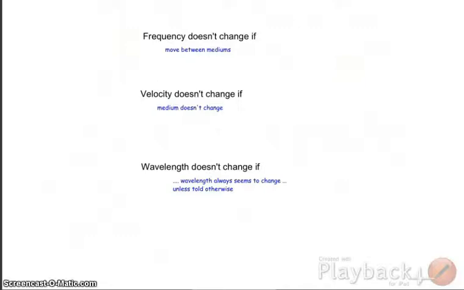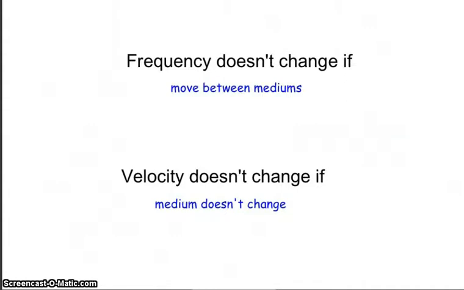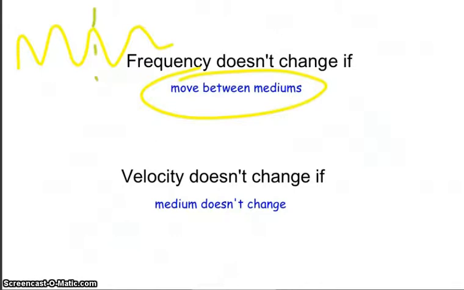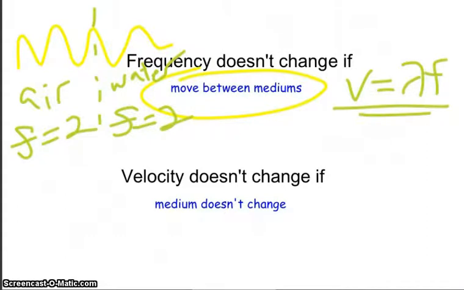Now, let's look at some relationships. Frequency doesn't change. So if you go from one medium to another, frequency does not change when you move between mediums. So for example, you have a wave, and it hits over here, it has air, over here it has water. If it has a frequency of 2 over here, it will have a frequency of 2 over here. Its velocity will change, v equals lambda f. Its velocity will change and its wavelength will change, but its frequency will not. So you'll still have a frequency of 2. Lambda equals v over f. Now, if you went from air to water, your velocity would go down, which means your wavelength would have to go down as well.